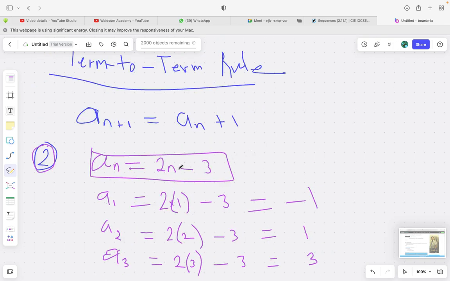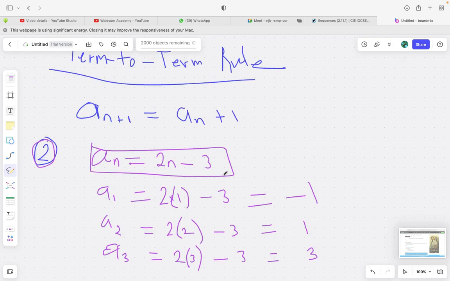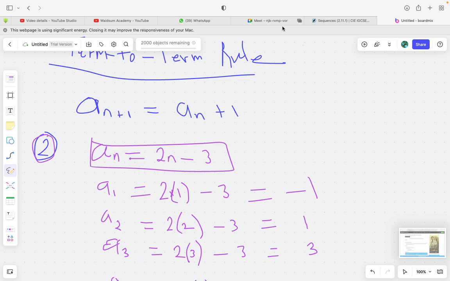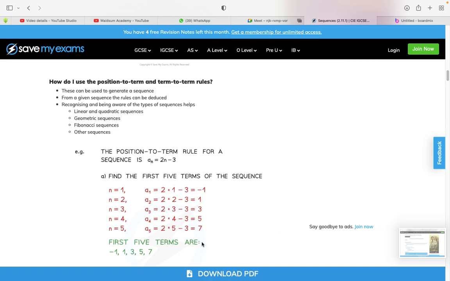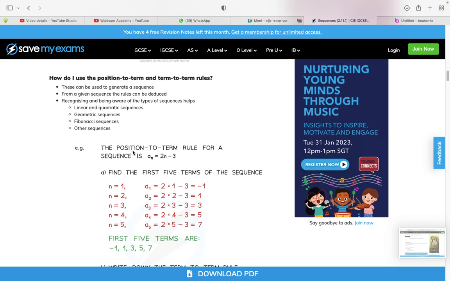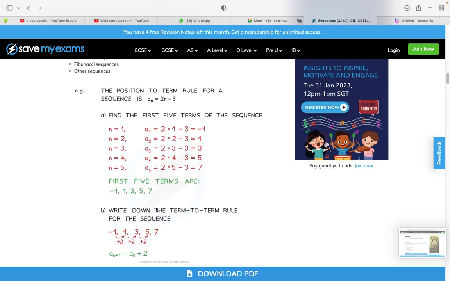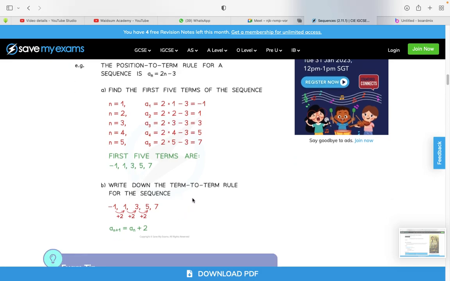Use this formula to generate the sequence. Is that okay? Now let's go back. You can see minus 1, 1, 3, 5, and 7. So the first 5 terms of the sequence from this position to term formula give you this sequence: minus 1, 1, 3, 5, and 7. Is that okay?